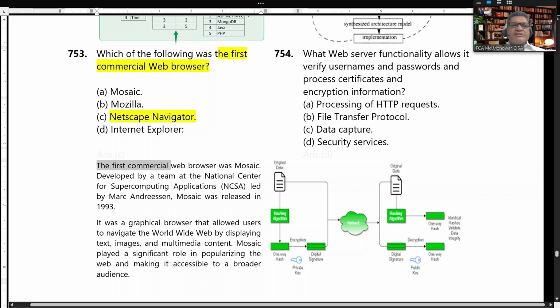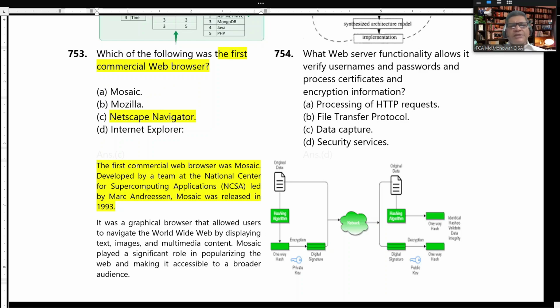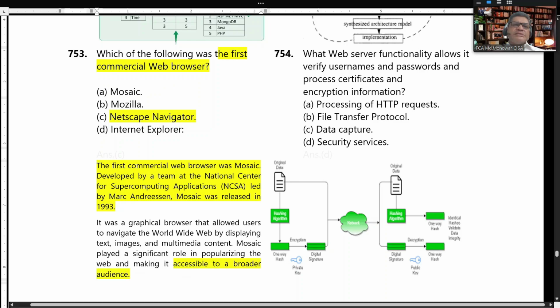The first commercial web browser was developed by the team of the National Center for Supercomputing Applications in 1993. It was a graphical browser that allowed users to navigate the World Wide Web by displaying text, images and multimedia content. The answer is, we can say, the first commercial web browser, Netscape Navigator.